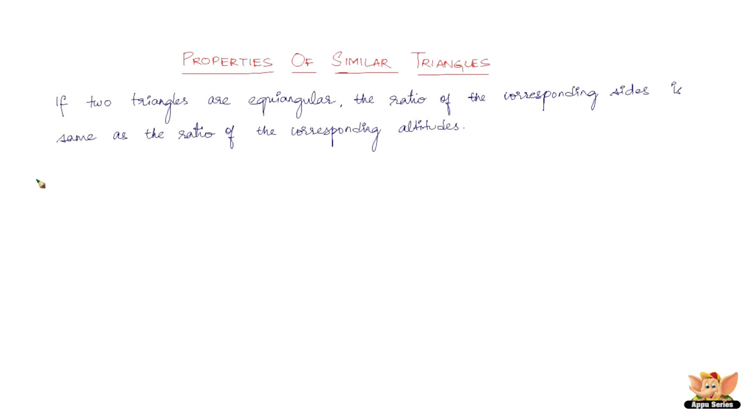So let us look into some more properties of similar triangles in this video. And one of the properties says this: if two triangles are equiangular, the ratio of the corresponding sides is same as the ratio of the corresponding altitudes.